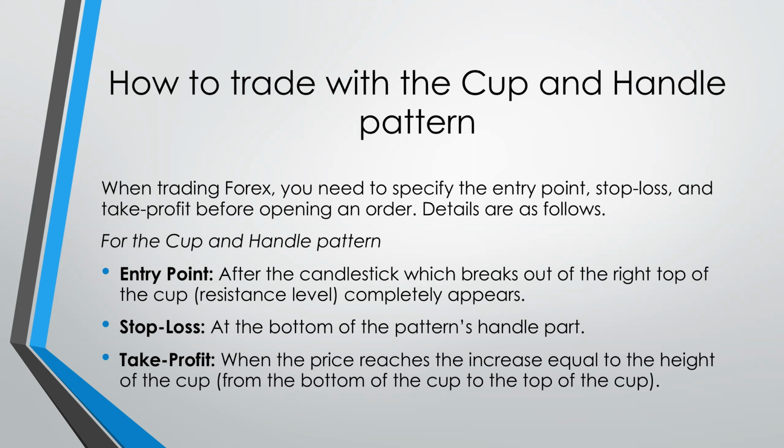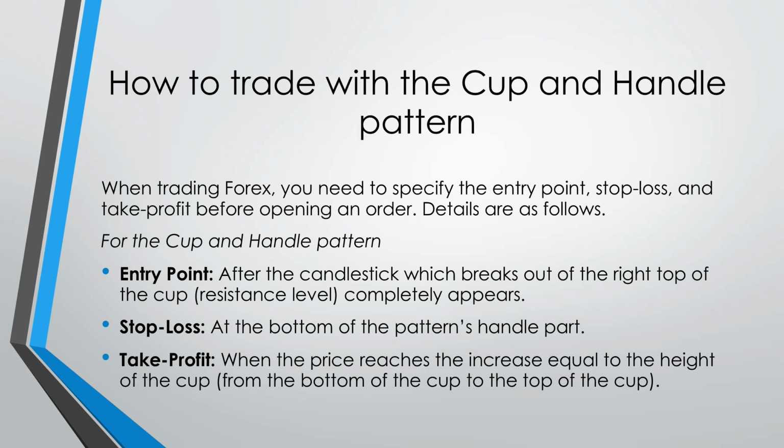So for the cup and handle pattern, where is our entry point? Remember, we're looking to buy in that scenario, right? It's bullish, so we're looking to buy in that scenario. When the candlestick which breaks out of the right top of the cup, or the resistance level, completely appears, you're going to enter once it completely breaks out of the resistance level. This is when you're going to enter, right? So it has to show it breaks out of the resistance level, and then everything else applies. It breaks out, it does a test on that resistance level, we know it's going up.